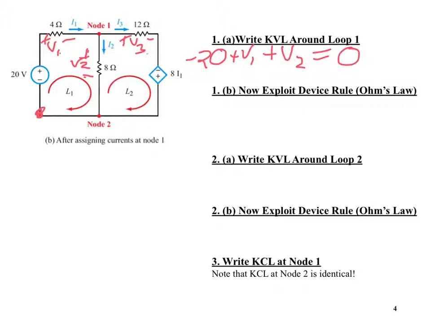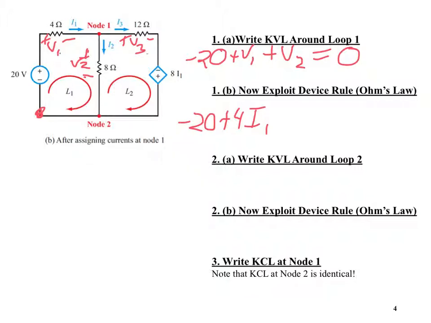And then part B of that first step is to now exploit the device rule. Since we have just resistors in here, aside from our voltage sources, we just use Ohm's law. So V1, with the way that we have the sign convention set up, we've got the assumed direction for I1 going into the assumed positive side of V1. So V1 will just be equal to I1 times 4. So we can replace that. We'll have minus 20 plus 4I1.